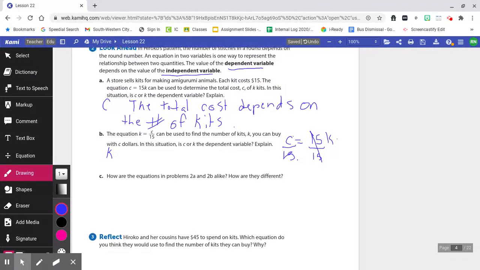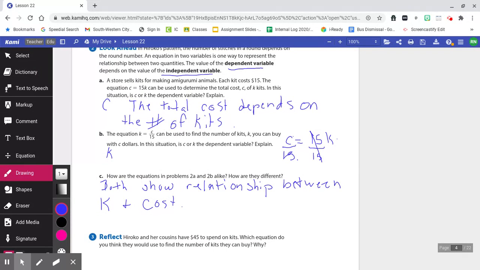And part C. How are the equations in problems 2A and 2B alike? How are they different? Stop and think about that. How are they alike? They both use K for the number of kits and C for the total cost of the kits. They both show the relationship between K and C. So both show a relationship between the kits and the cost.